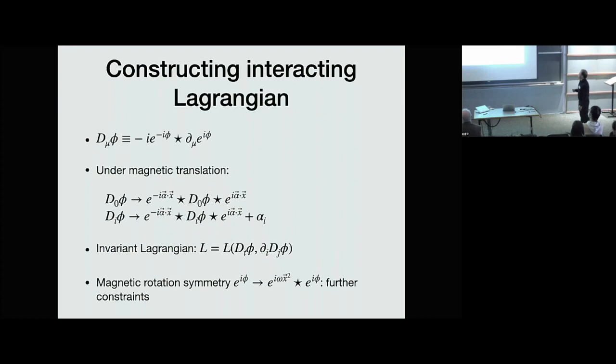So, and one can develop the whole formalism. I'm not going to go through it here. Instead of writing the derivative of phi, one has to be careful and write some kind of improved derivative so that it transforms in a certain simpler way under magnetic translation, and one can write down the most general invariant Lagrangian. So the magnetic translation symmetry puts further constraints.